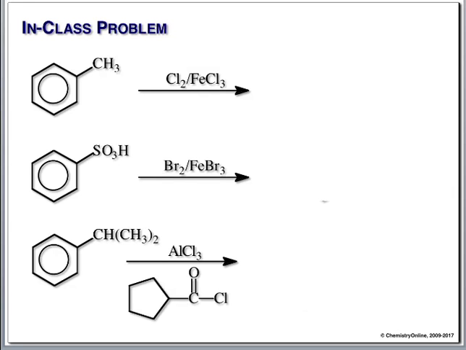Our first one here, we're dealing with toluene. We are doing a chlorination. Cl+ is our electrophile. We are activating ortho and para. That's what we get.